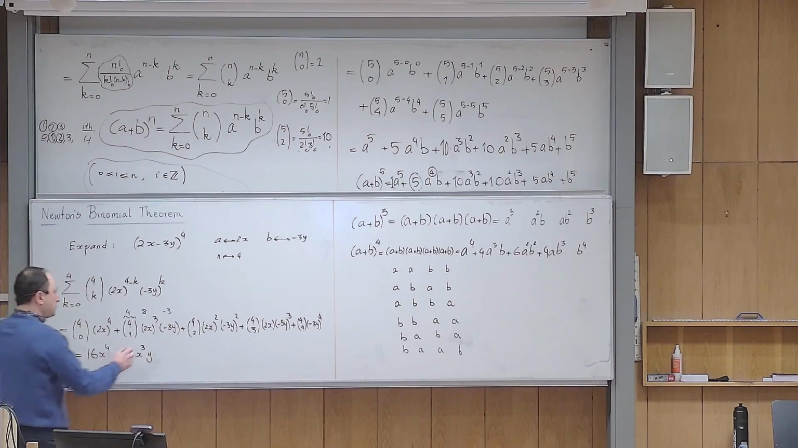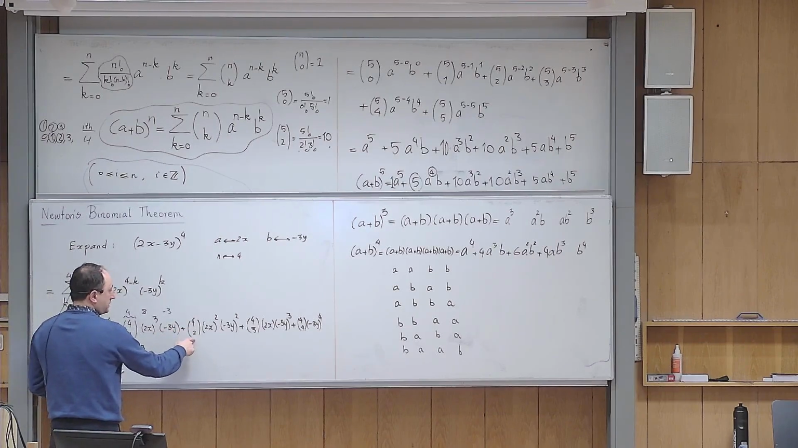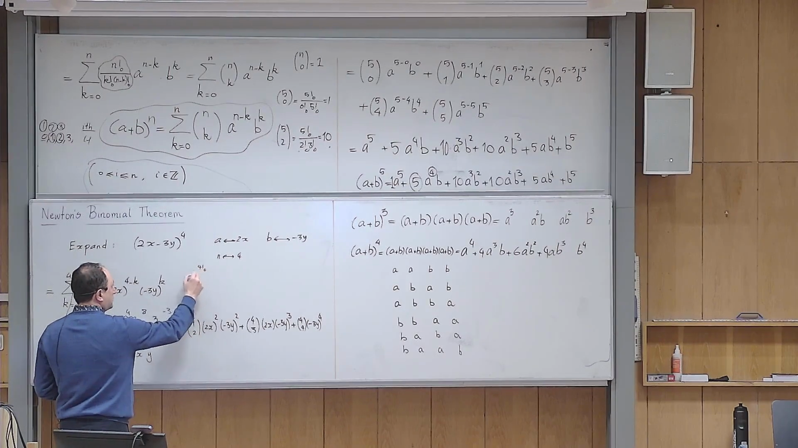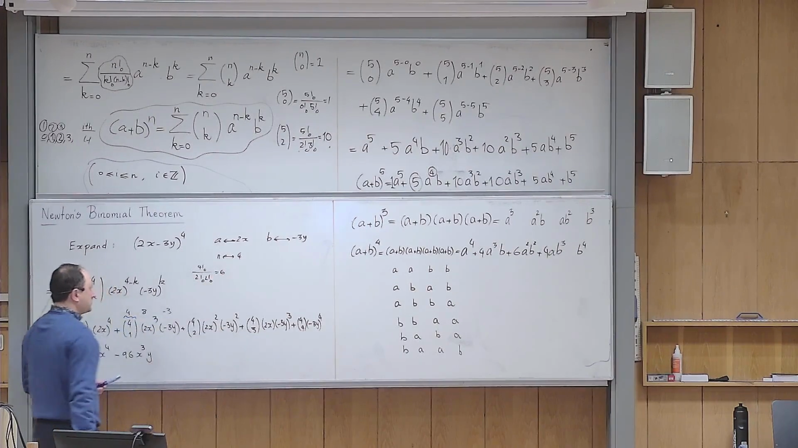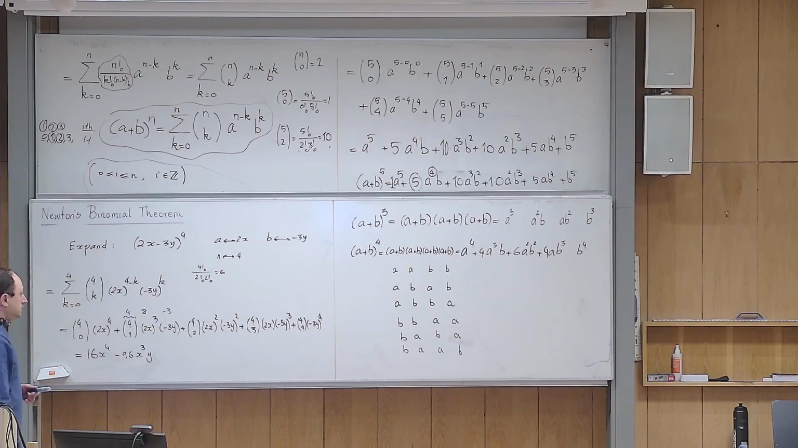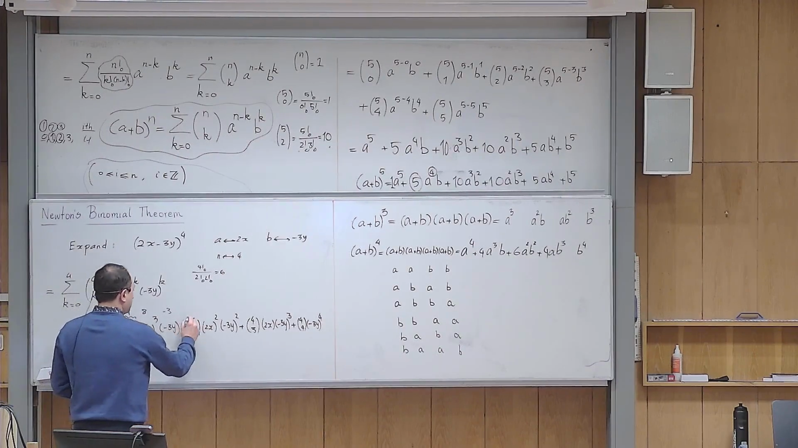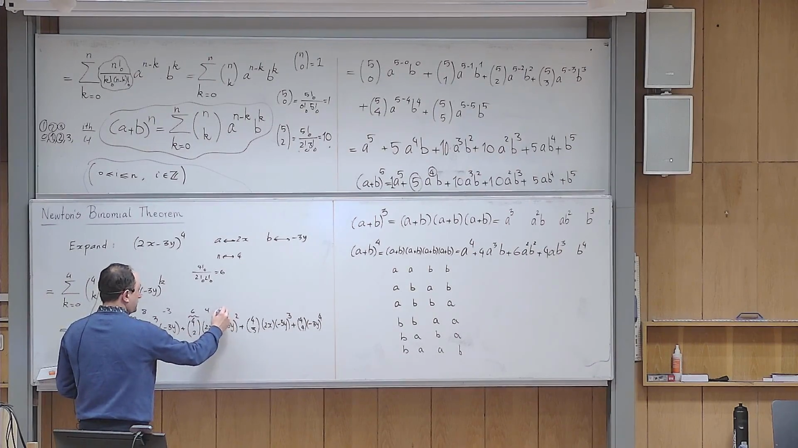Okay, and if you calculate this, it's not hard. You write 4 factorial over 2 factorial times the difference between them, again 2 factorial, and this becomes 6. And then 2 to the power 2 is 4, and minus 3 to the power 2 is 9.